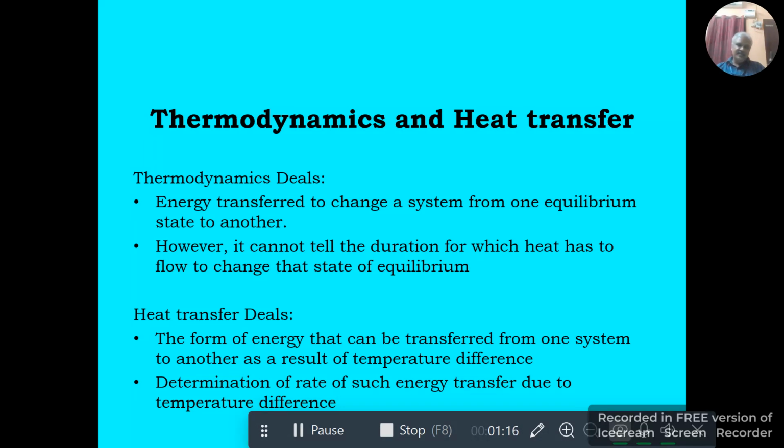Thermodynamics primarily deals with the energy transfer that changes a system from one equilibrium state to another. However, it cannot tell the duration for which the heat has to flow to reach that state of equilibrium. But in heat transfer, the form of energy that can be transferred from one system to another is primarily due to the temperature difference. So the determination of the rate of such energy transfer forms the basis of heat transfer. This is the basic difference between thermodynamics and heat transfer.